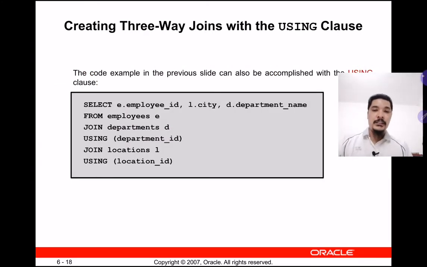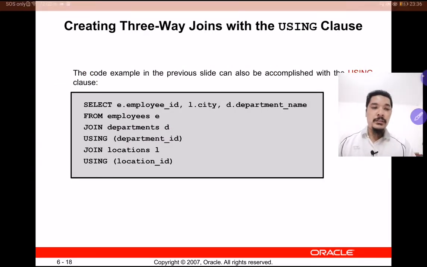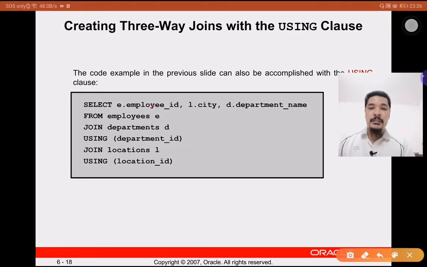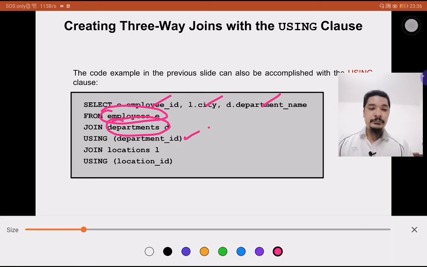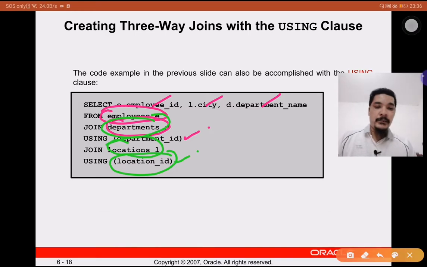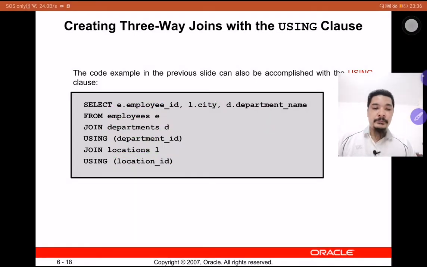So this is another example here, just the same as the previous one. Select employee ID, location, city, department from table employees joined with the department using the department ID, and the department joins location using location ID. Hopefully you can understand. Alright, the next one.